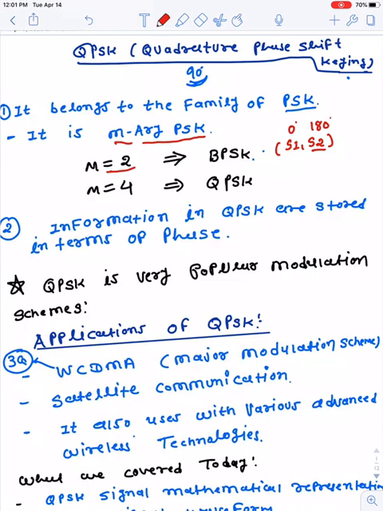Now in QPSK, we have a group of 2 bits, so there are 4 combinations. The constellation size is 4: there are 4 points, 4 symbols. That's why it is known as quadrature phase shift keying; there are four phases. In QPSK also, the information is stored in terms of a phase, so it belongs to phase shift keying, and this characteristic remains the same as binary phase shift keying. The only difference is that in binary phase shift keying, the total number of symbols is 2, so it is known as a 2-ary PSK signal, whereas in QPSK the total number of symbols is 4, so it is known as a 4-ary phase shift keying.